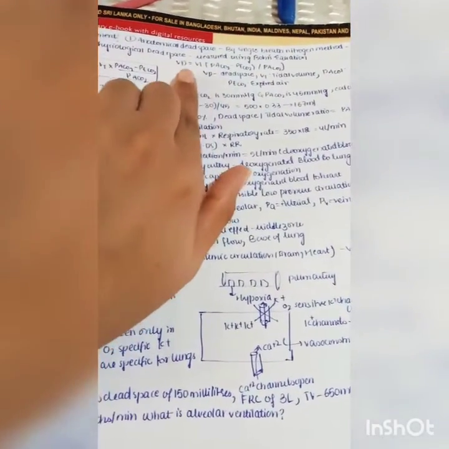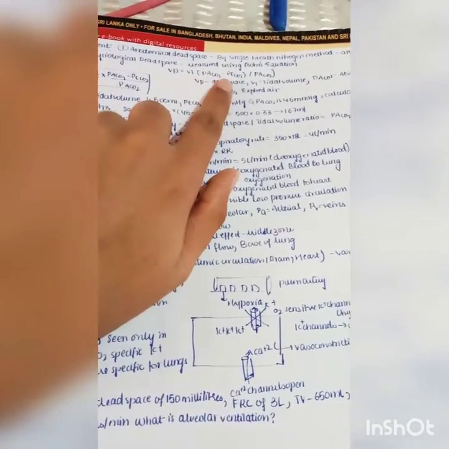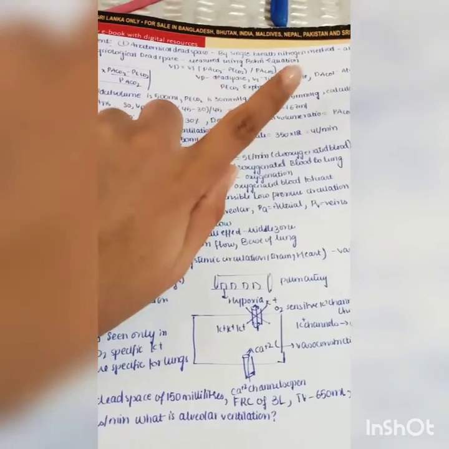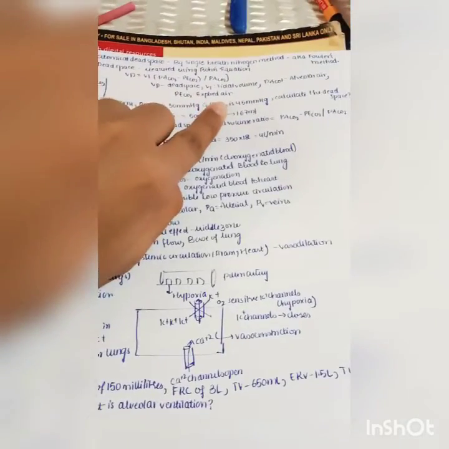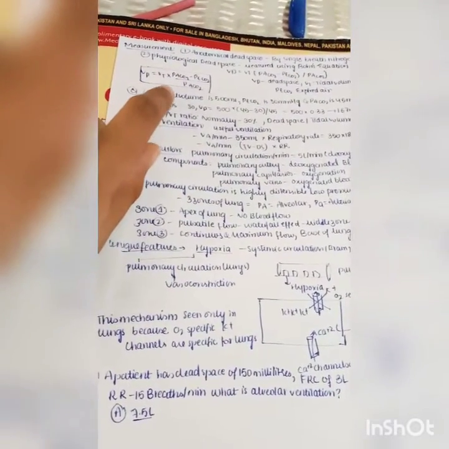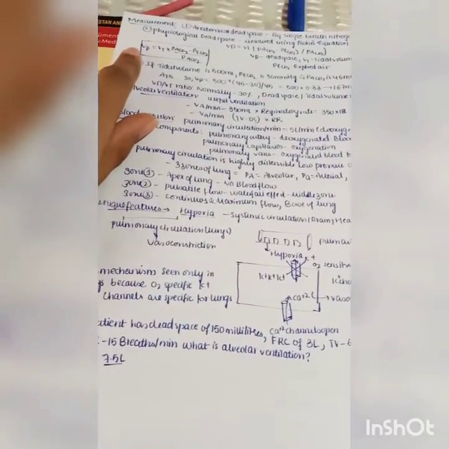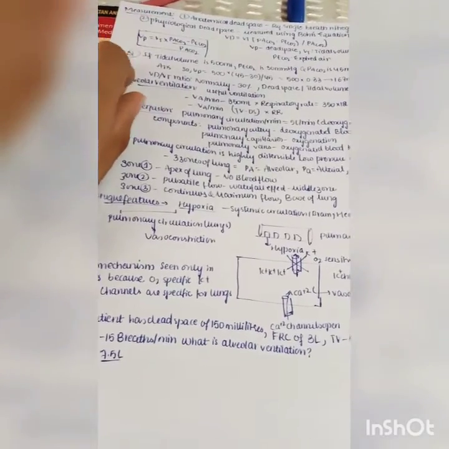And physiological dead space is measured using Bohr's equation. Bohr's equation: VD is equal to VT of PaCO2 minus PeCO2 divided by PaCO2. Here VD is the dead space, VT is the tidal volume, PaCO2 is the alveolar carbon dioxide, and PeCO2 is the expired air carbon dioxide. So VD is equal to VT into PaCO2 minus PeCO2 by PaCO2. This is an important formula in Bohr's equation, which is mainly used to measure the physiological dead space.